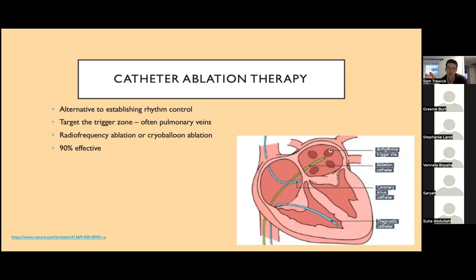Often what happens, like I said, is we put patients on rate control, or we might cardiovert them electrically, and then they go back into AF further down the line. And this is the next step option that we can offer to them.